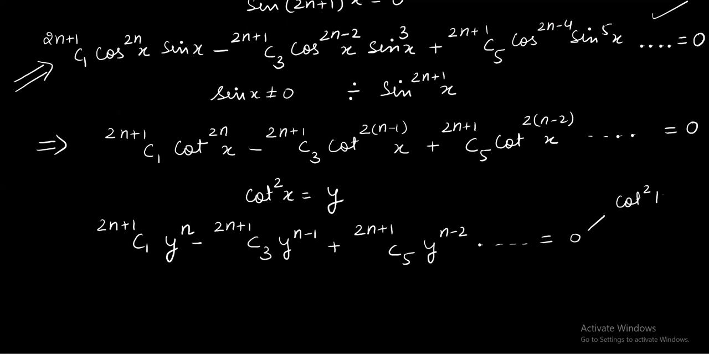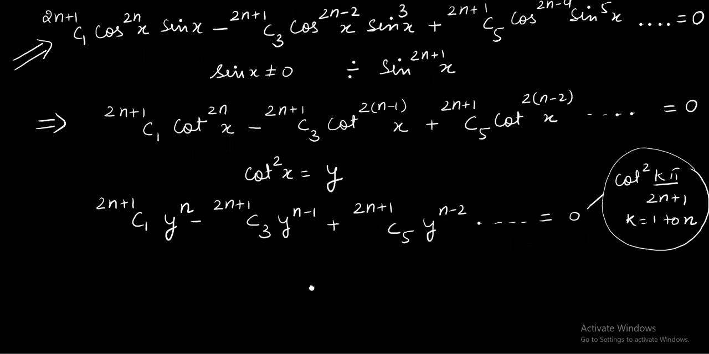So we have the roots of equation 1 as cot square of k pi upon 2n plus 1, where k takes the value from 1 to n. So all these are n roots of the equation that I have just written. What I need to find out in the question? I need to find out the sigma of these values.